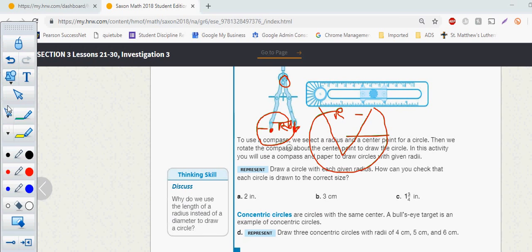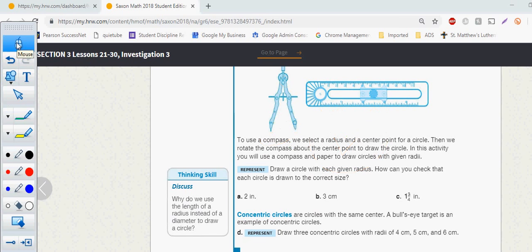A couple things to keep in mind. We use the length of a radius instead of a diameter to draw a circle because of the way the compass opens. It shows you 3 choices. Make sure you're measuring in centimeters on this one. Diameter on the letter A will end up being what? 4. Concentric circles means you're going to make another circle that might be bigger or smaller but starts at the same center. A bullseye target is really what you end up making.